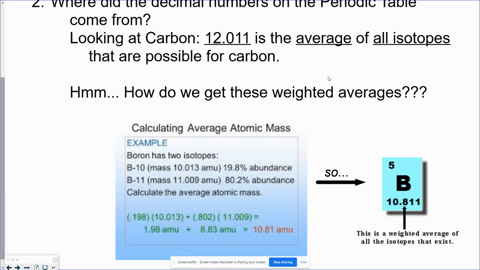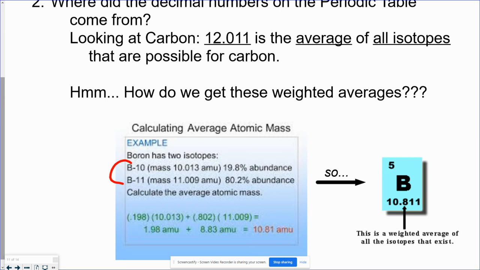Okay, so what do I mean by an equal basis? Boron, for example, has 2 isotopes. The first one is there at about 20%, and the other one is there at about 80%. So you have to take into consideration the percentages. It's kind of like our grades for your class.